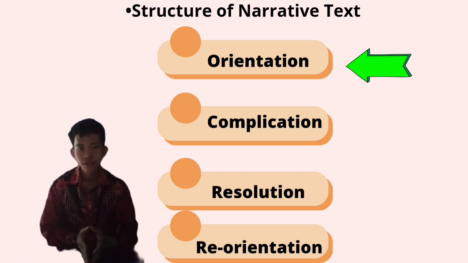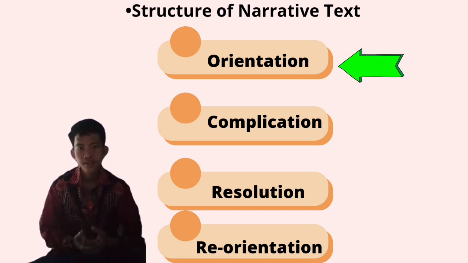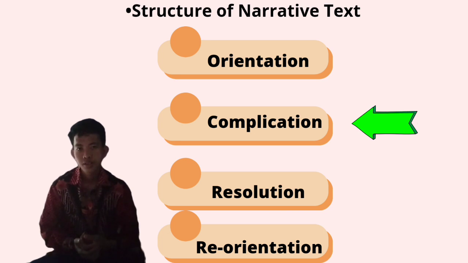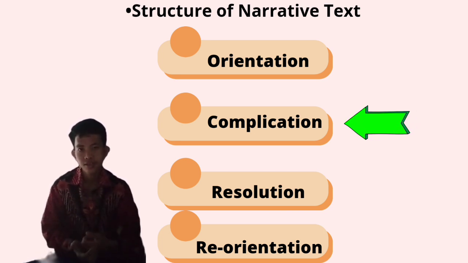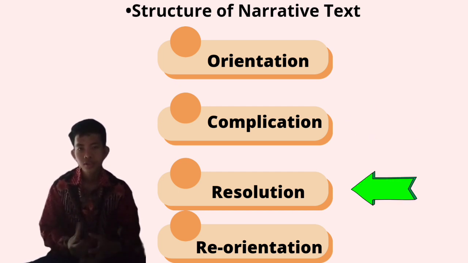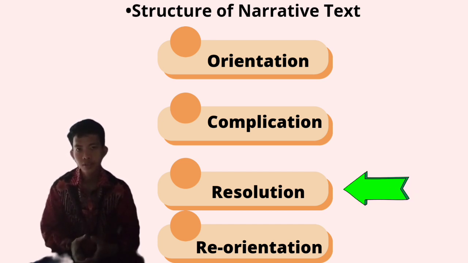Orientation is the introduction of the characters, place, and time of occurrence of a story. Number two is complication. Complication is when the problem begins to arise and gets to the heart of the matter. Number three is resolution. Resolution is when the problem starts to find a way out until it's completely resolved.